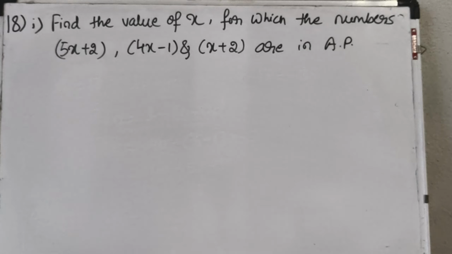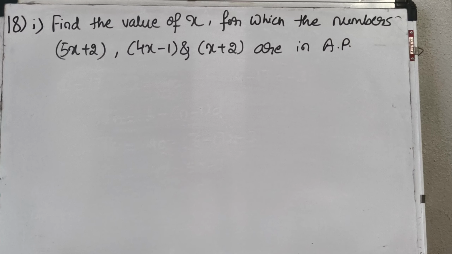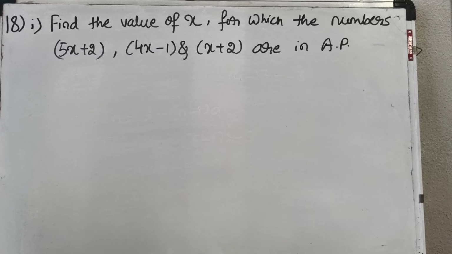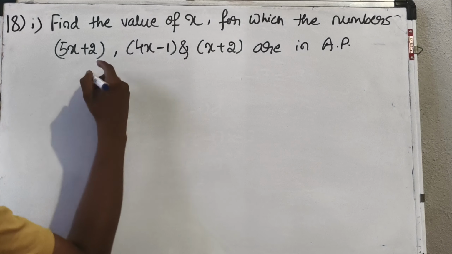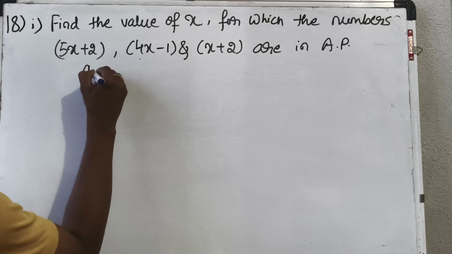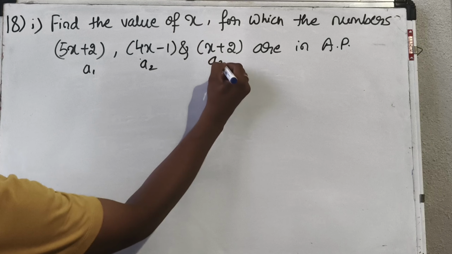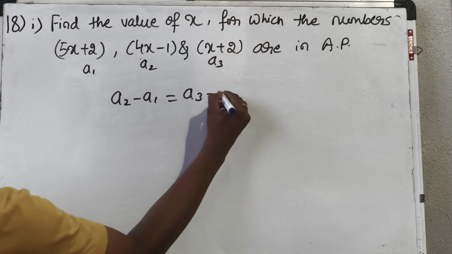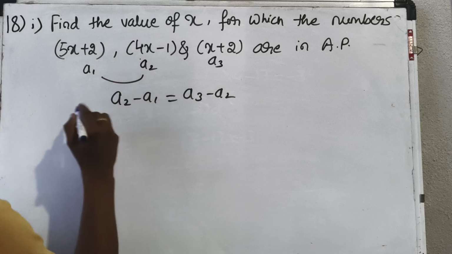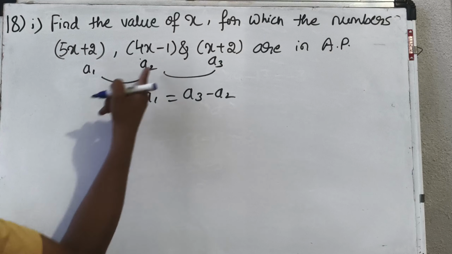Here we go with the next question. Find the value of x for which the numbers 5x plus 2, 4x minus 1 and x plus 2 are in AP. For three terms to be in AP, the common difference should be the same. That is A2 minus A1 is equal to A3 minus A2.